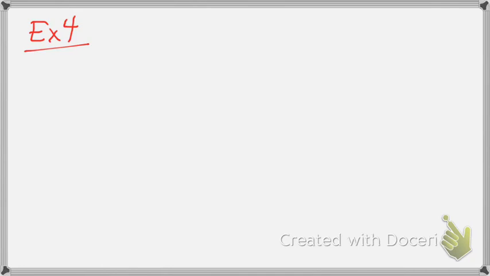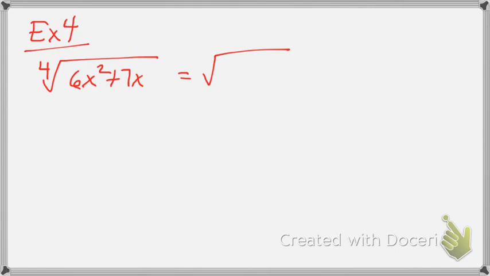All right, so example 4. This time we have a fourth root of 6x squared plus 7x is equal to a fourth root of 4x squared plus 15. And actually, I'm going to change this up just a bit. I'm going to put a minus sign here and an equal 0 here.